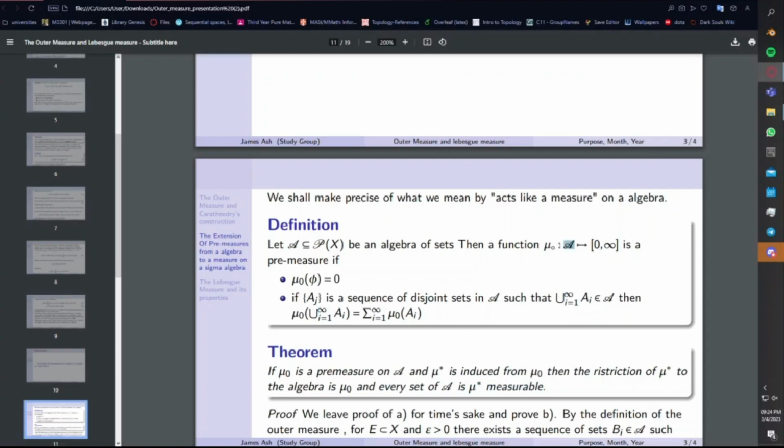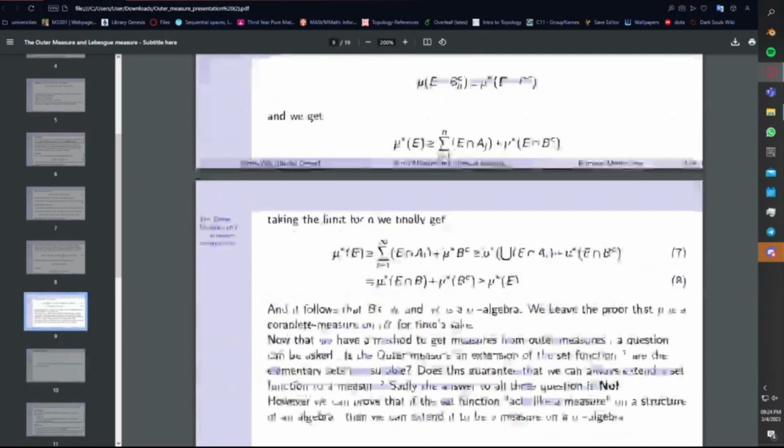But if it's an algebra and the set function acts like a measure, which is what we say here, then we can guarantee that all the sets are going to be measurable. And this is important because once we take the induced measure from the outer measure, by restricting it to the algebra of measurable sets, which was stated here.